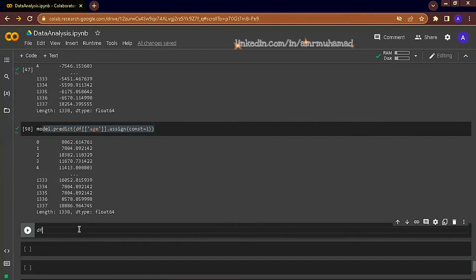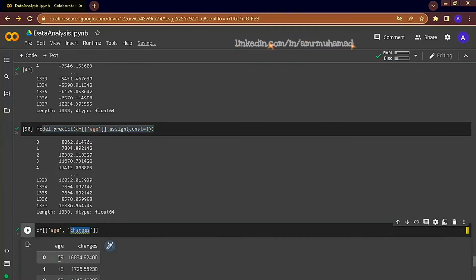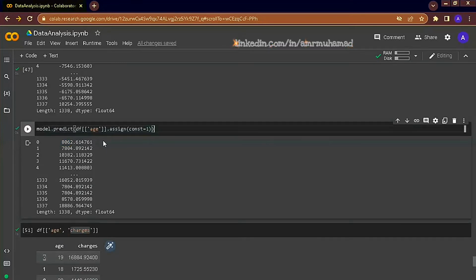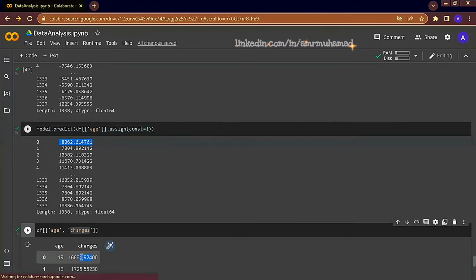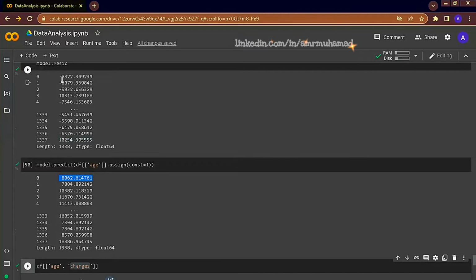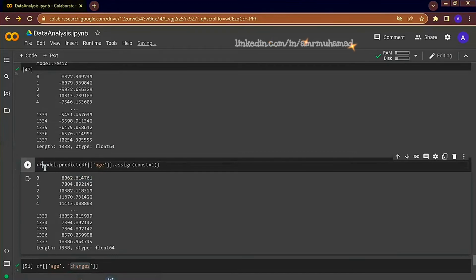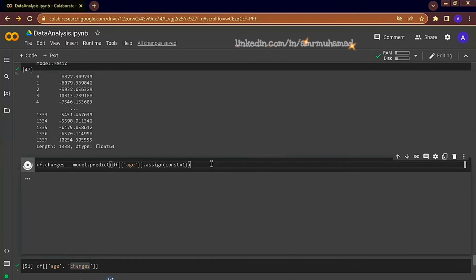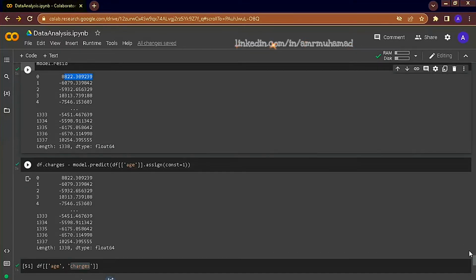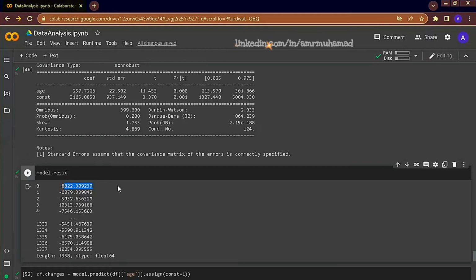So for example, let's look at the data frame. For the first sample, it predicts that charges is 8k, while in fact charges is 16k. So the difference between the predicted value and the actual value is 8k, and this is what we see here in the model residual, 8.8k. We can calculate the residual ourselves without extracting it directly from the model by simply subtracting the prediction from the actual. So df.charges minus the prediction, and we will get the exact same output. We understand now that residuals are the difference between the actual charges and the predicted charges.